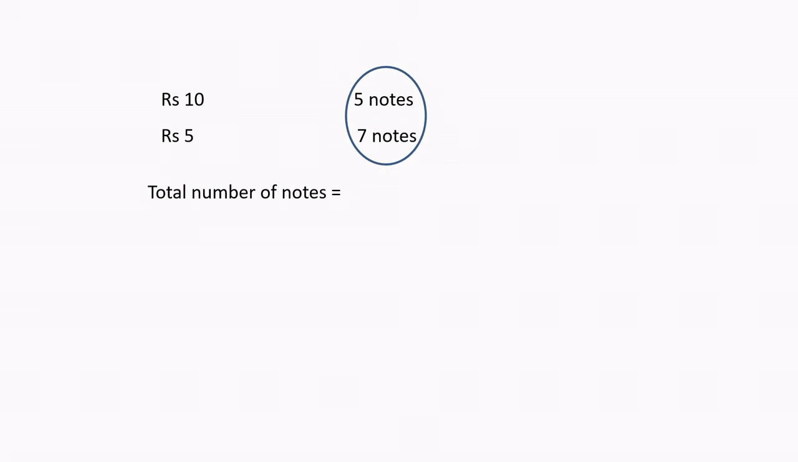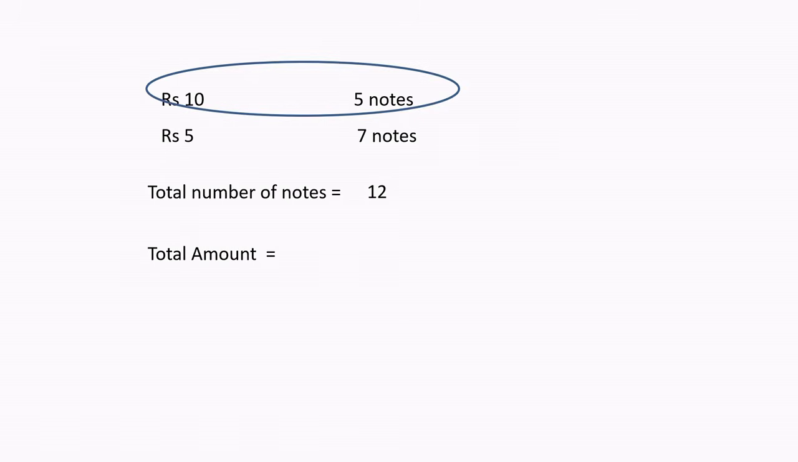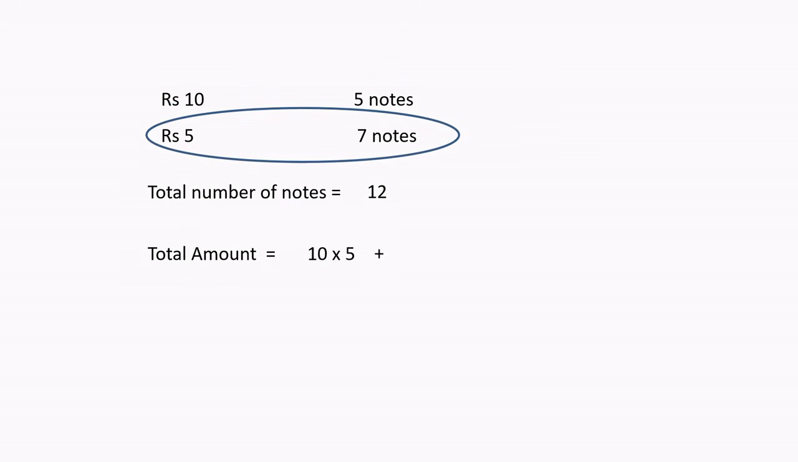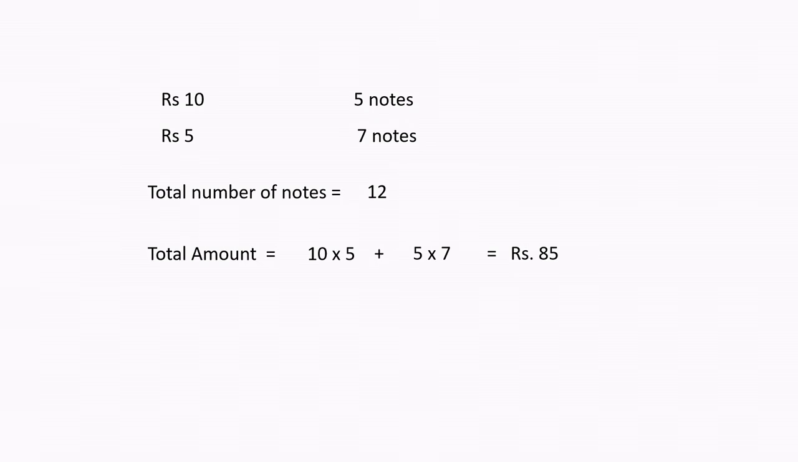Let's understand this example. We have rupees 10 notes and rupees 5 notes. There are 5 notes of rupees 10 and 7 notes of rupees 5. First, let us find the total number of notes. 5 plus 7 equals 12 notes. Now, let us find the total amount. 10 multiplied by 5 gives 50 and 5 multiplied by 7 gives 35. Adding them together, the total amount is 85 rupees.